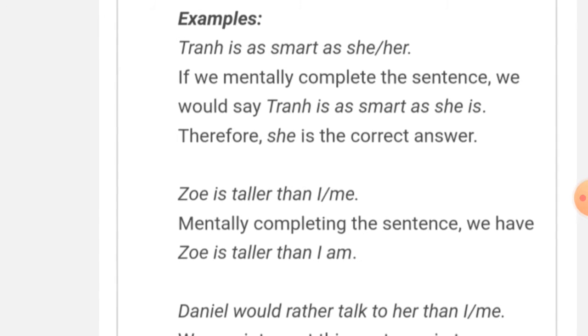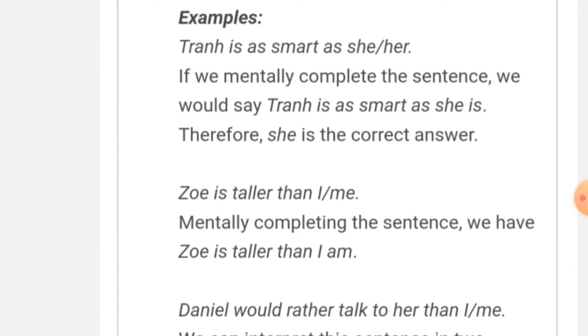Zoe is taller than I or me. Mentally completing the sentence, we have Zoe is taller than I am. Again, Zoe is what? That is in subjective case. So, comparison can only be made between two nouns or pronouns when they are in the same category.